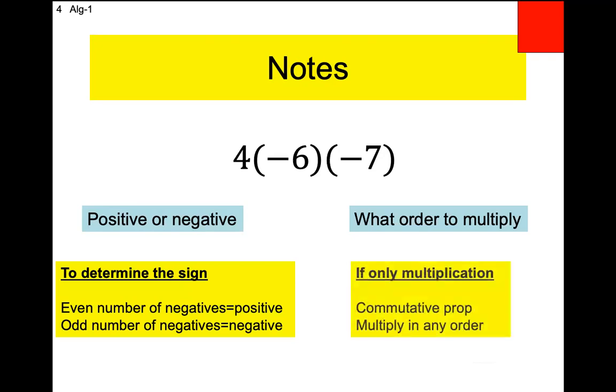The answer to what order, right? Depends. If there's just multiplication, you can commute. If there's any adding, subtracting, or division involved, then you have to follow PEMDAS. When I look at 4, 6, 7, I can't think that there's an easy way to multiply those together. That one, you just got to do the multiplication.